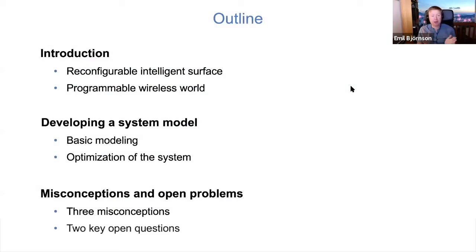First, I will give you an introduction about what these things in the title are: reconfigurable intelligent surface. What do I mean by a programmable wireless world? And then I will develop a system model for this, because this is a signal processing talk series. So I think it's interesting to have at least some signal processing aspects, because a lot of people are concentrating on the electromagnetic aspects, but are not talking so much about the signal processing aspects.